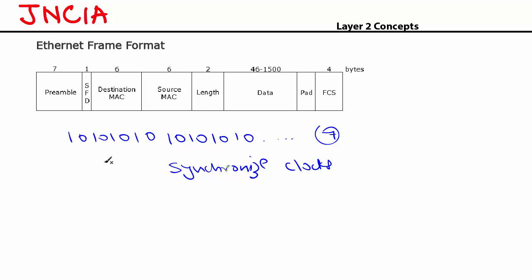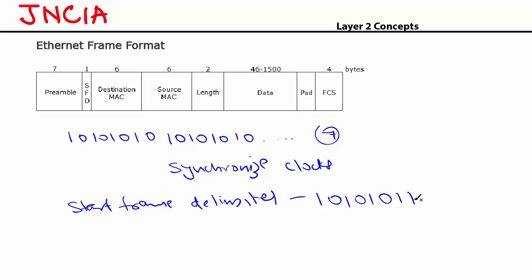After the 7 bytes of the preamble, you have 1 byte of SFD, which stands for Start Frame Delimiter. The SFD would look like 10, 10, 10, and then 11. The SFD is used to indicate the end of the preamble. That's what the SFD's function is. After the SFD, we have 6 bytes of destination MAC address. We then have 6 bytes of source MAC address, followed by 2 bytes of length. This field is used to indicate the length of the payload that's going to follow.